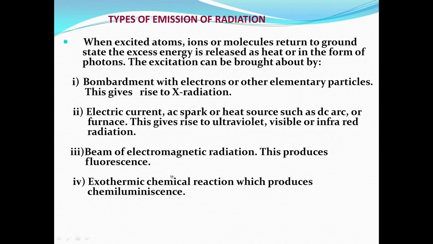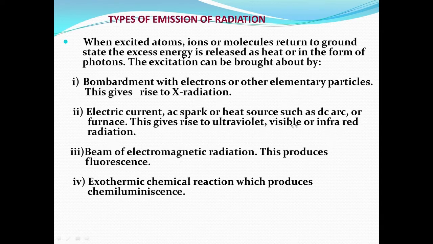What are the different types of emission of radiation? This we have already covered in my last slide. When excited atoms, ions or molecules return to the ground state, excess energy is released as heat or in the form of photons. Excitation can be brought about by bombardment, supplying heat, electrons, etc. And we get ultraviolet, visible, infrared, these are the absorption processes.